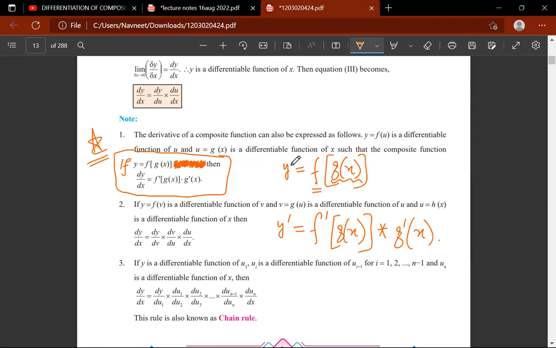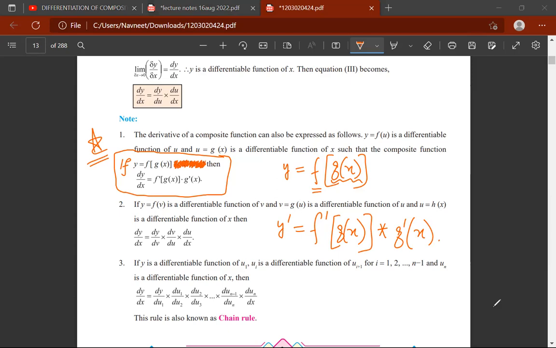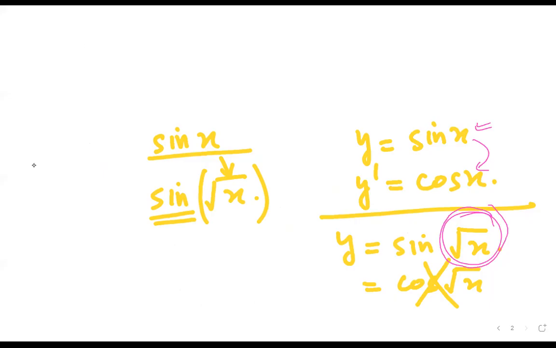What does this mean as per our mathematical treatment? This means that if I have a function like y equals sine root x, I'll take the differential of the mama function. Is it clear till here? And then I'll take the differential of the baby function. Are we clear?